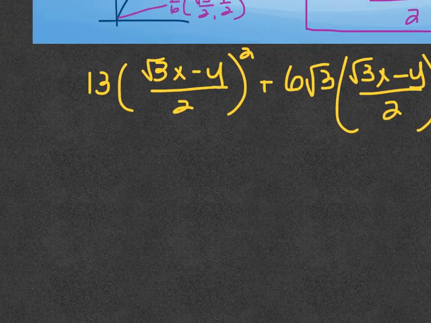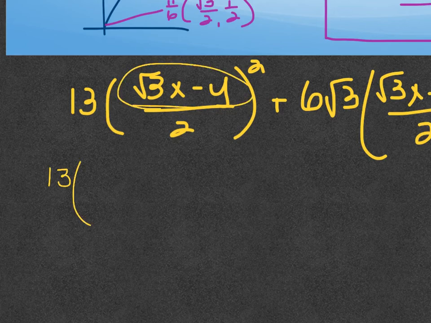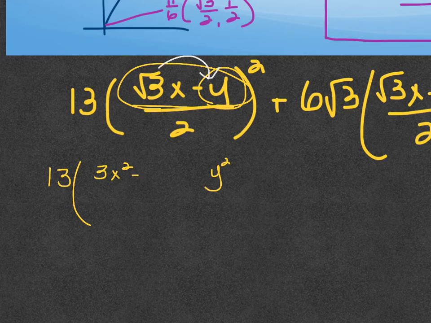All right, so we're going to go first term. So I get 13 on the front, and I'm going to square this. So the square of root 3x is 3x squared. I'm going to square the negative y. That makes that positive y squared. And then I'm going to double the product. So this is negative 2 root 3xy. And then 2 squared is 4.